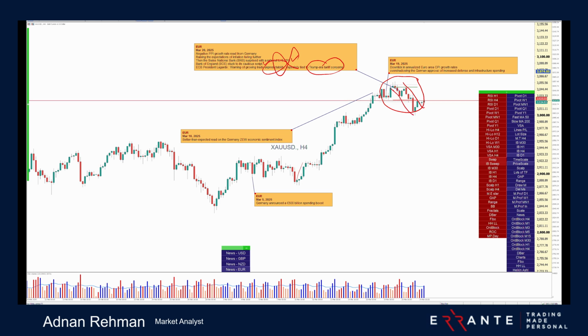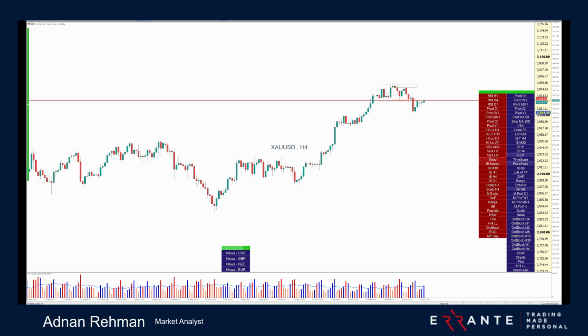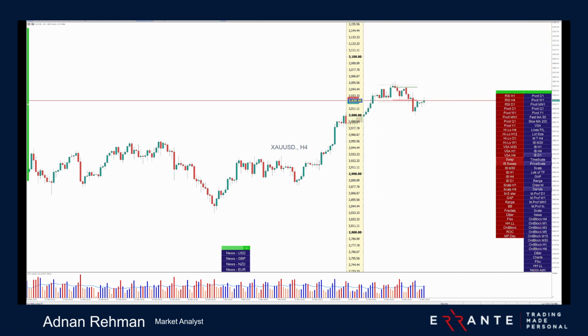So now we can expect the continuation of this movement towards the downside. Keep this in mind, until we have some weakness in the dollar. Sorry, I have a bad throat. Now let's see, do we have any sweeping?